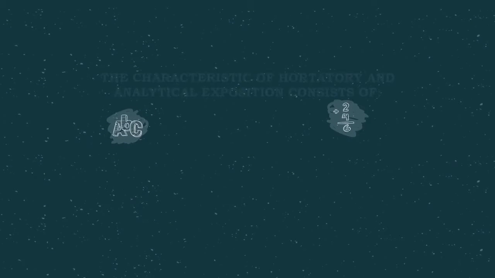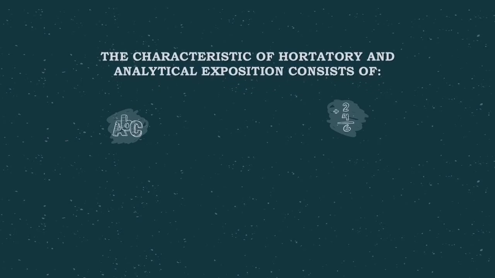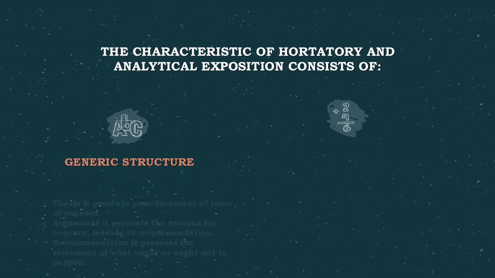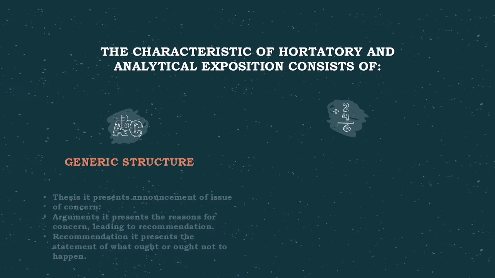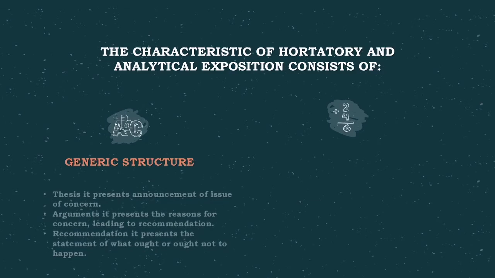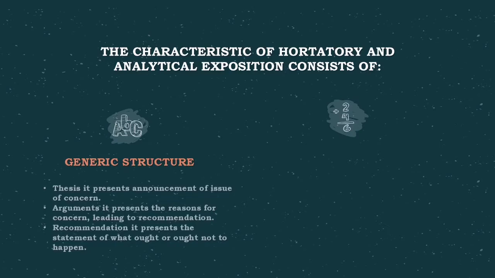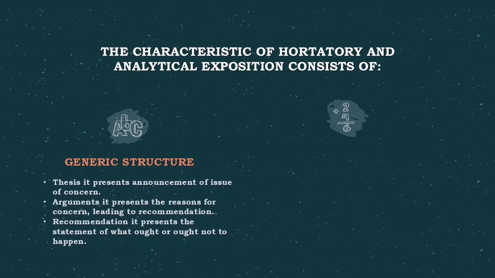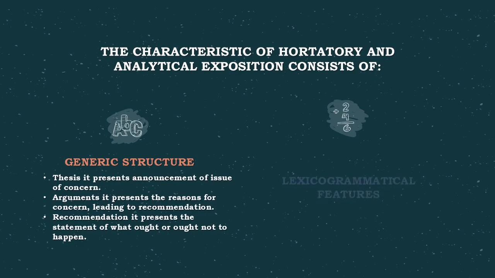The next slide is the characteristics of hortatory and analytical exposition, which consist of: first is generic structure. The characteristic of generic structure is thesis. It presents the announcement of issues of concern. And then arguments. It presents the reasons for concern leading to recommendation. And then recommendation. It presents the statement of what ought or ought not to happen.